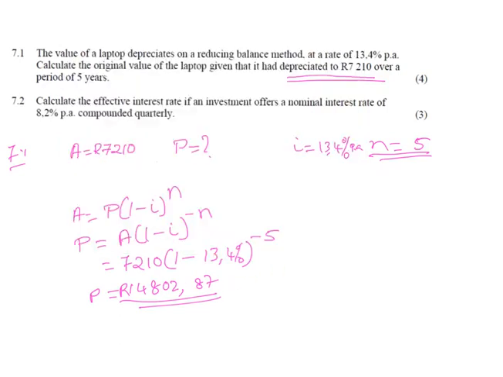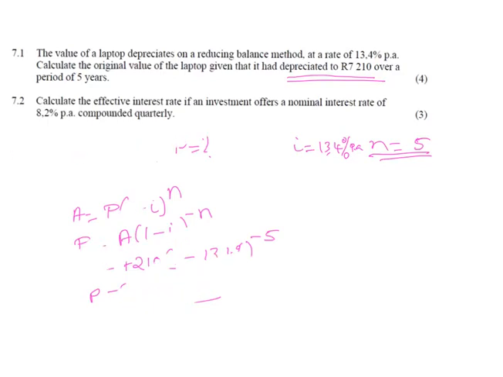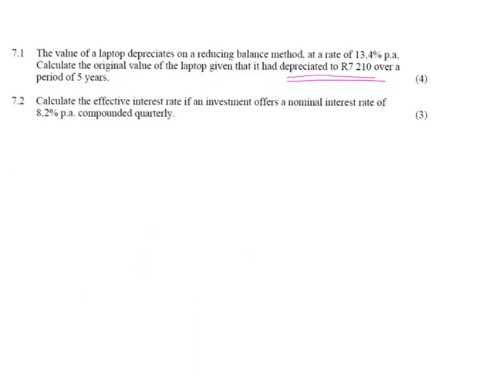Now let's look at the second question. The question here is to calculate the effective rate of interest if an investment offers 8.2% compounded quarterly. So here there's no formula on the information sheet for calculating effective rate of interest. I will be using only the formula that is given in the information sheet, though the textbooks give different methods to calculate the effective rate of interest or the nominal rate of interest, right?